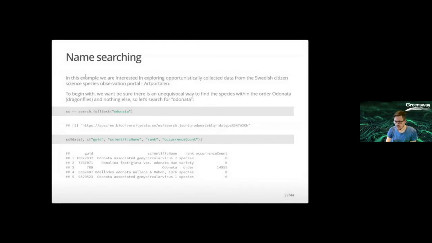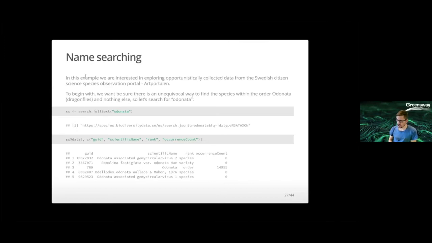Again, we start with the name searching. The SBDI4R package has a set of functions to make taxonomic searches. For example, you can search by full text: give me everything that is available that matches the word Odonata, which is the order for dragonflies. And in this case, we're interested in those observations from the Swedish Citizen Science observation portal, which is our portal.